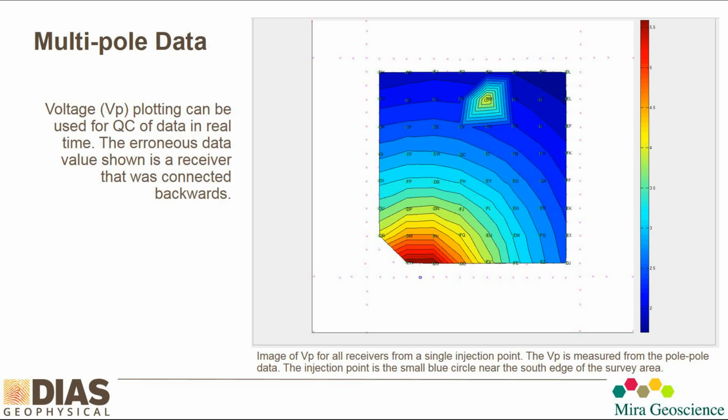So the ability to measure pole-pole data allows you to QC that data set quite easily. Here we see a view of the measured pole information from each receiver for a single injection point. Here's your injection point, and you can see the voltage falling across. In this case, this particular pole is obviously erroneous. It happened to be connected in reverse, so it was fixed in the data processing. But we have this view live, so we can be viewing this data as a QC tool as we're doing our surveys.